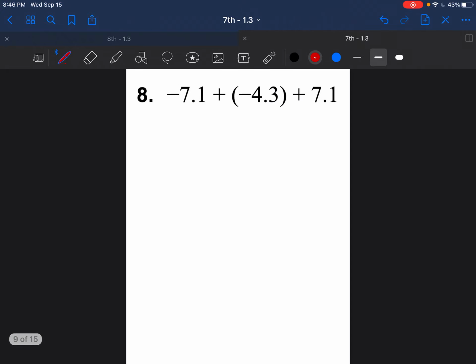Numero 8. All right, so guys, here's a quick reminder. We talked about this. What does the additive inverse mean?